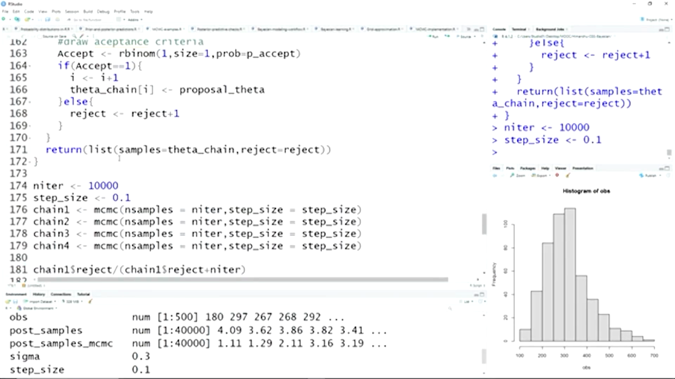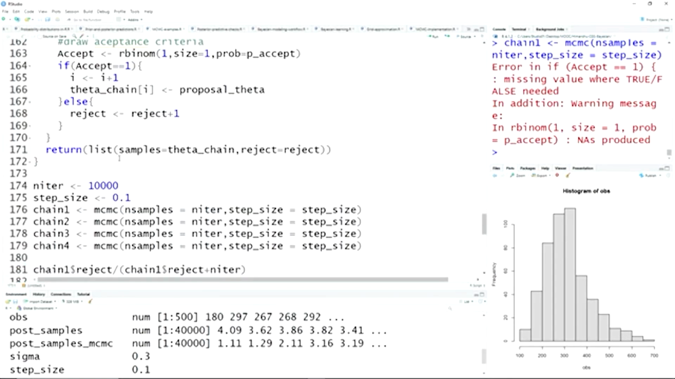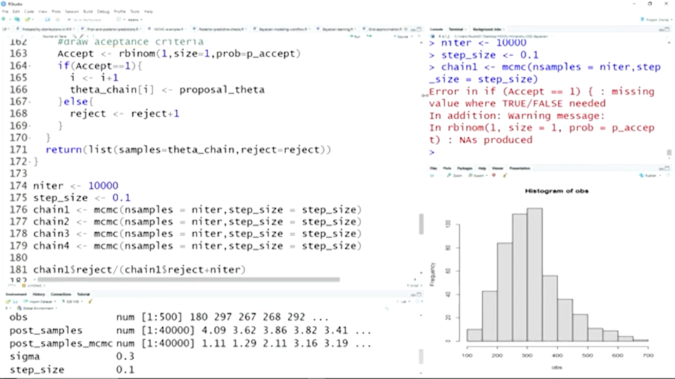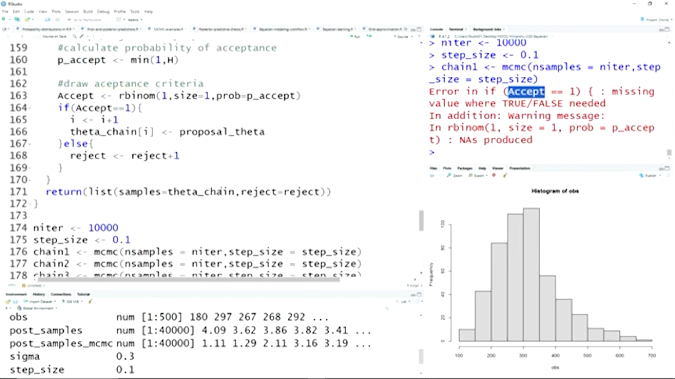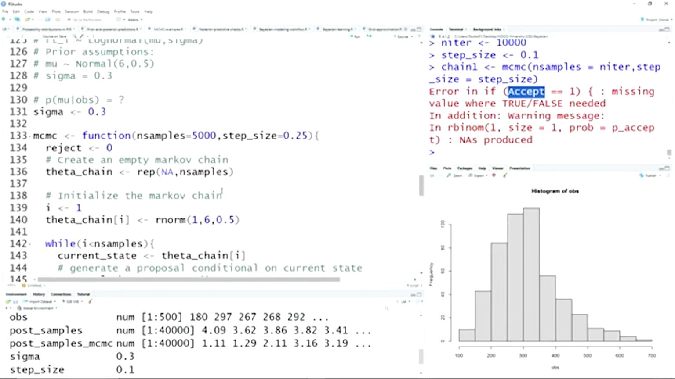Okay, so let us try it. So you see this error. So there is an error in this statement, if accept is equals to 1, missing value where TRUE/FALSE needed, right? So there is something wrong. So basically your accept is not 0 and 1. So that means the problem is coming in from calculating the probability of acceptance. You are not able to do that, and that means you are not able to calculate the Hastings ratio properly.